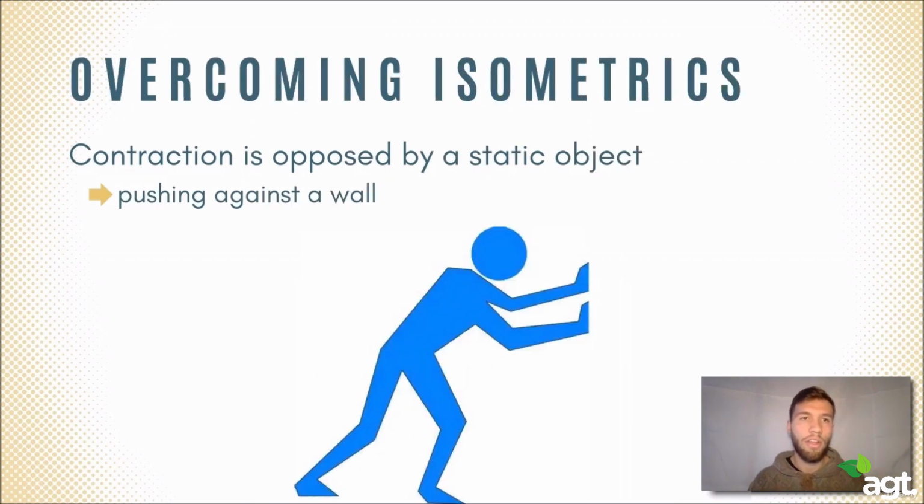The other category of isometric contractions are the overcoming isometrics. Here, the contraction is opposed by a static object. For example, we're pushing against a wall. We're trying to overcome the resistance. We're not just pushing against it. We're trying to push it as hard as possible and try to move the object. Obviously, a wall, we're not able to move it, but we're trying to overcome resistance.